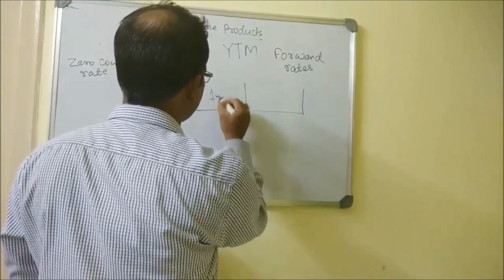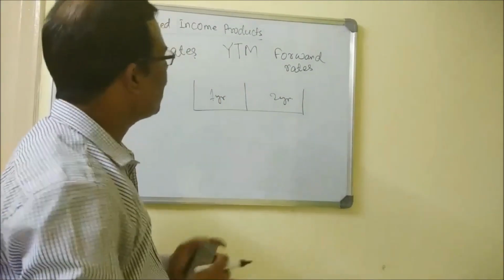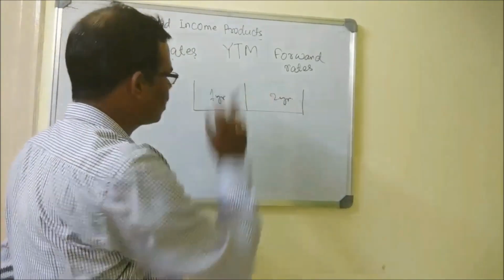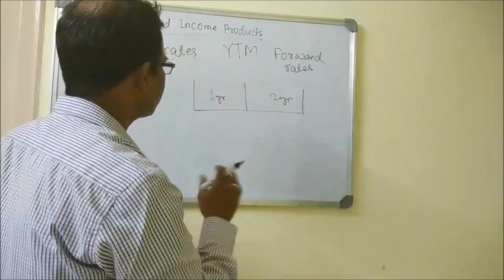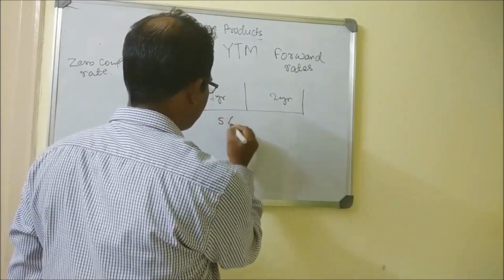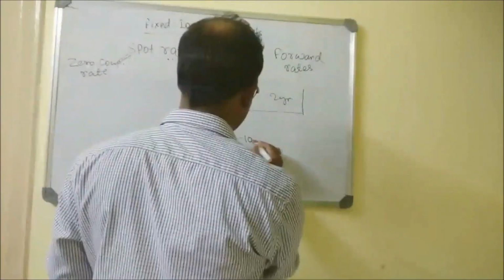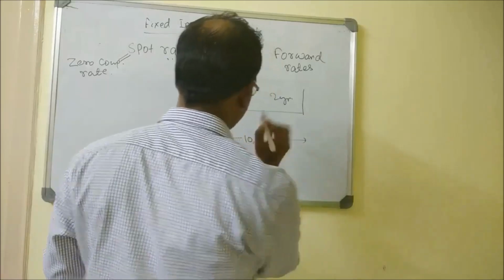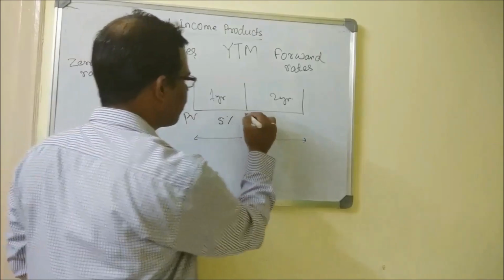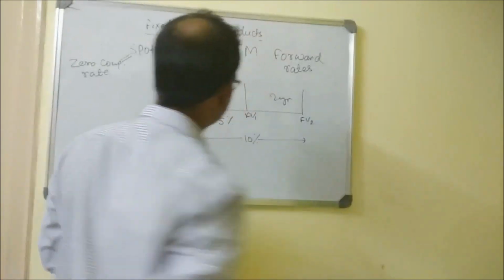This is 1 year and 2 years, let's say. So I have one interest rate for 1 year and 2 years. Let's say that the interest rates are something like this: 5% for the first year and 10% for the 2 year.